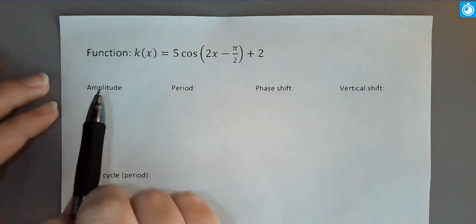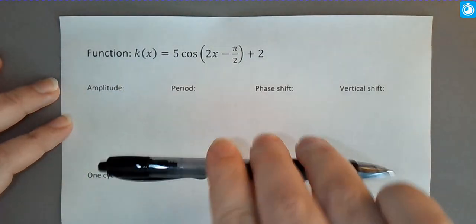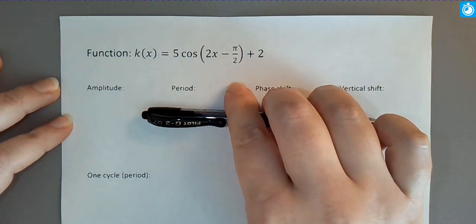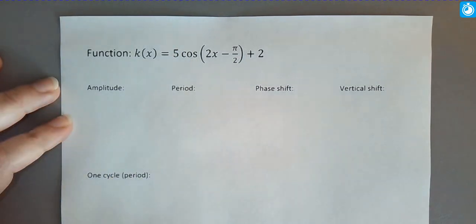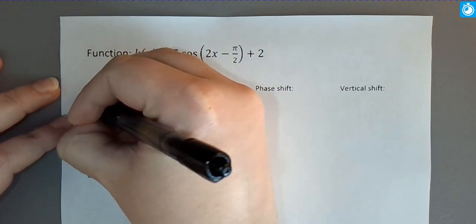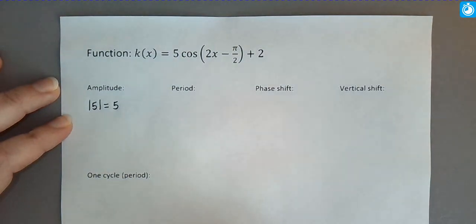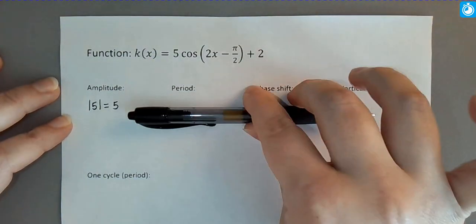So the first key attribute of our function is its amplitude. Think of that as the wave height. So from the center of the graph, how far up and how far down do we go in terms of a number of units. So remember, our coefficient for our trig function is going to give us our amplitude, specifically its absolute value. So the amplitude of our function will be the absolute value of 5, which is 5. So from the midline, we'll go up 5 units, we'll go down 5 units.